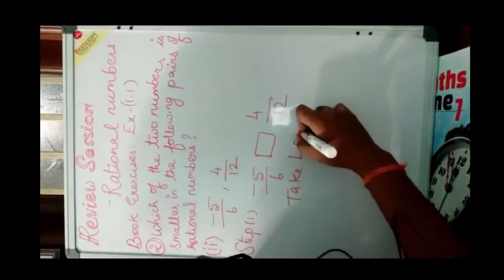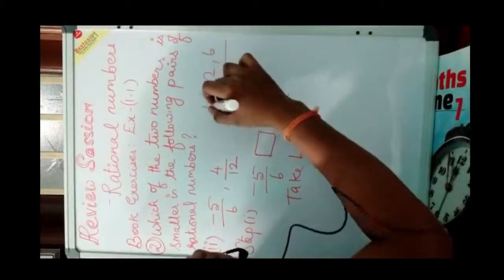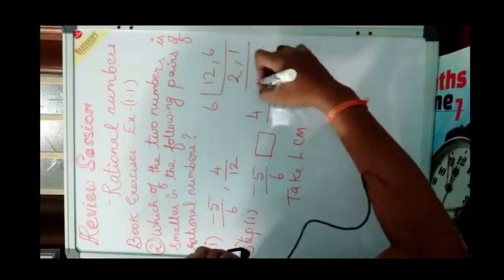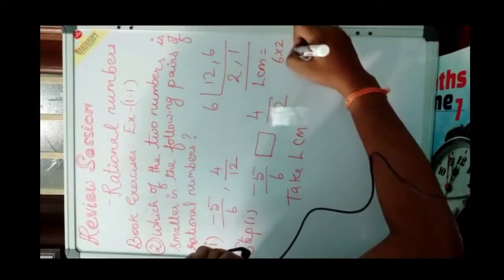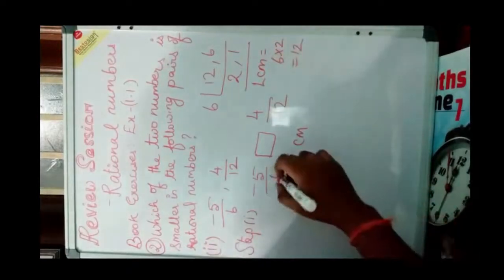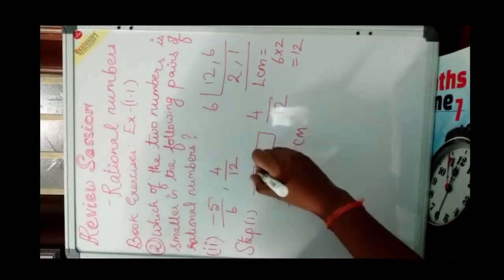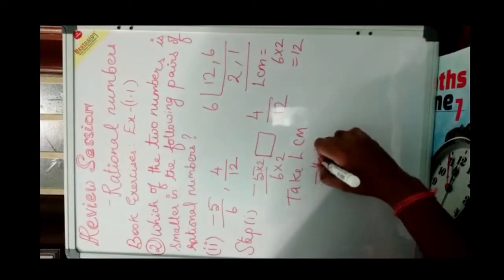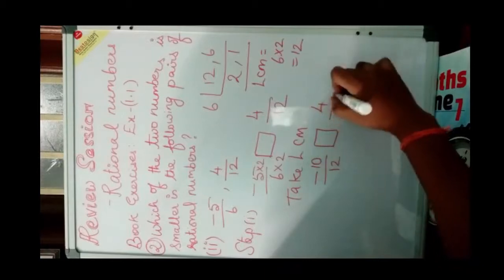So taking LCM, if you are going to consider 12 comma 6, so 6 2s are 12, 6 1s are 6. So therefore LCM is equal to 6 into 2, which is equal to 12. So in order to convert this into 12, I need to multiply both the numerator and denominator. So I'll get minus 10 by 12 and here I'll get 4 by 12.